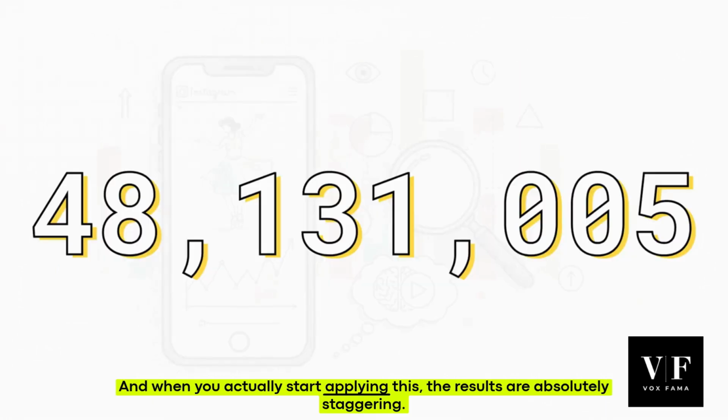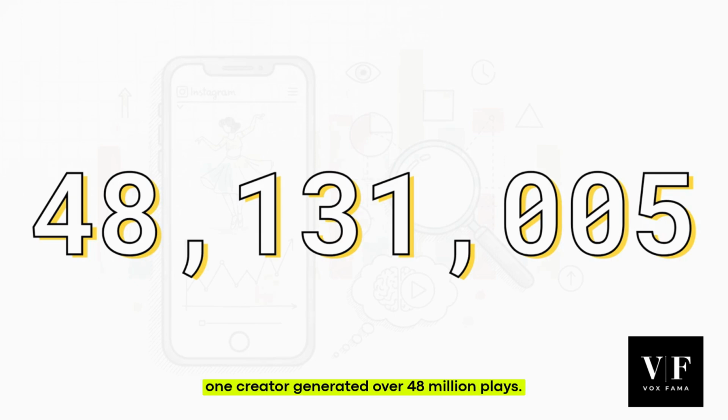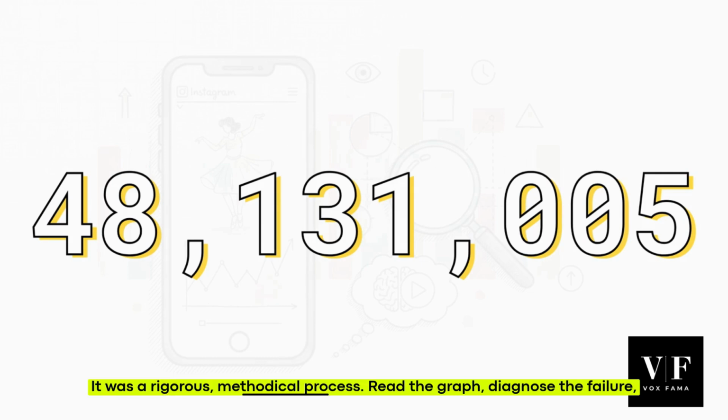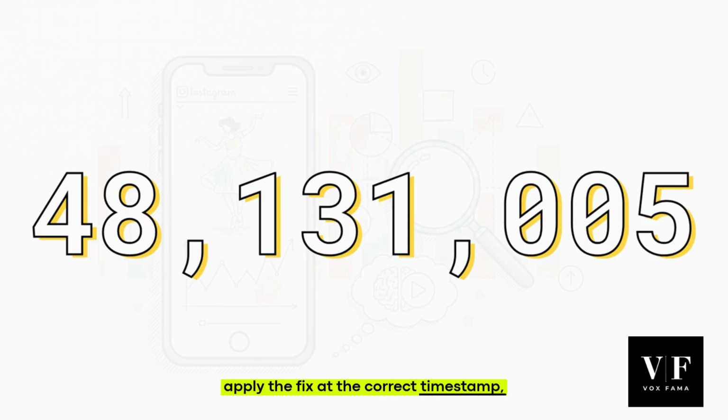And when you actually start applying this, the results are absolutely staggering. Just by diagnosing the failure type at the exact drop-off timestamp, one creator generated over 48 million initial plays. Yes, 48 million. And they maintained a massive 16-second average watch time across all of them. This wasn't just a lucky post, and it definitely wasn't some niche talent advantage. It was a rigorous, methodical process. Read the graph, diagnose the failure, apply the fix at the correct timestamp, measure the result, and repeat the loop. It is pure, verifiable performance intelligence.